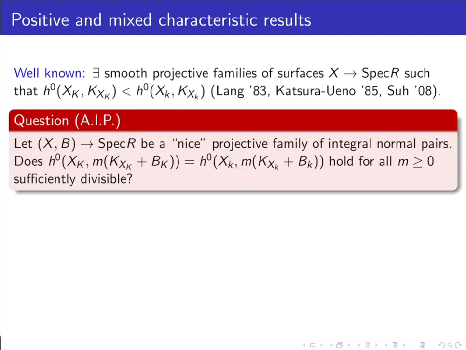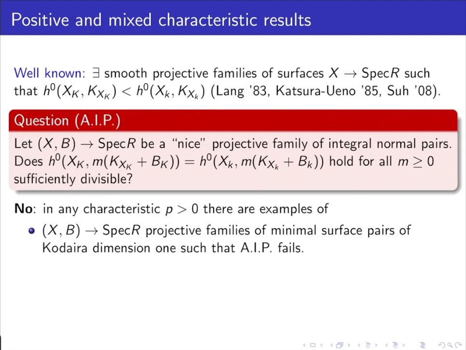And so there were some positive results. For example, Bernasconi and Stigant, and Egon and Hegbert show that this is indeed the case basically most of the time for surfaces. However, it's not always the case. So the answer in general is no. More precisely, there are the following examples in any characteristic p. We can have projective families of minimal surface pairs of Kodaira dimension 1, such that asymptotic invariance of plurigenera fails.